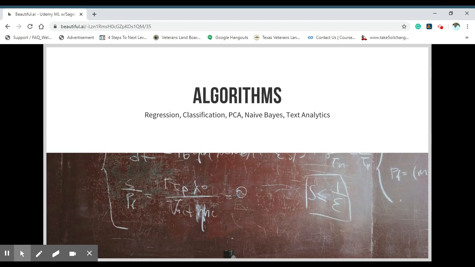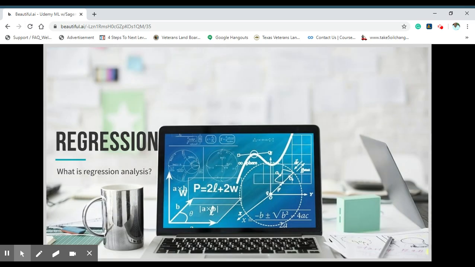Algorithms: regression, classification, PCA, naive Bayes, text analytics. We've covered almost all these topics with the exception of text analytics, and we will do that going forward. Regression analysis, that's just finding the slope of a line. We did that in a previous lecture. y equals mx plus b, right? Everybody knows that from high school algebra.